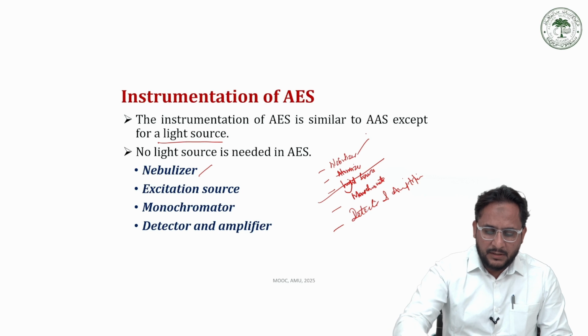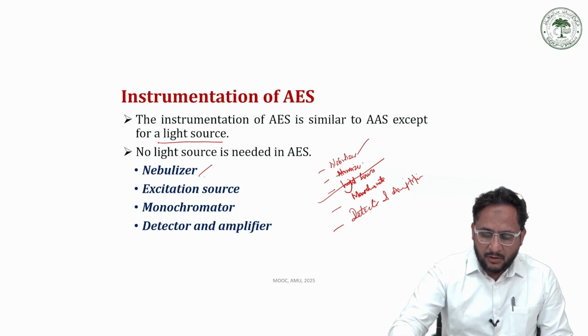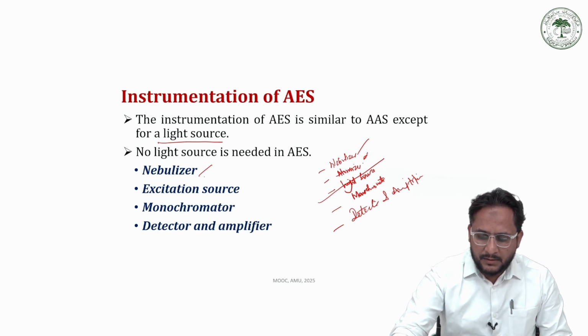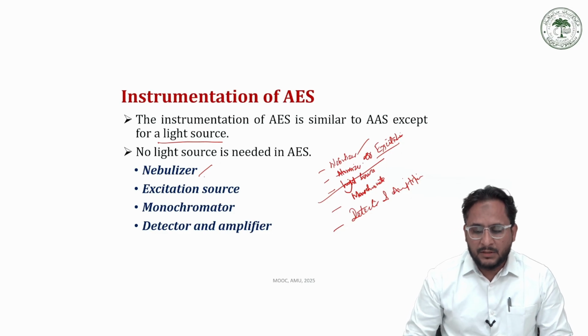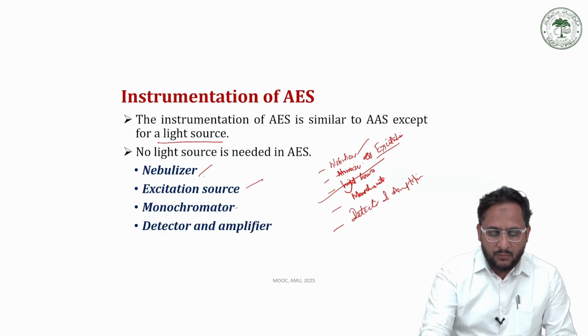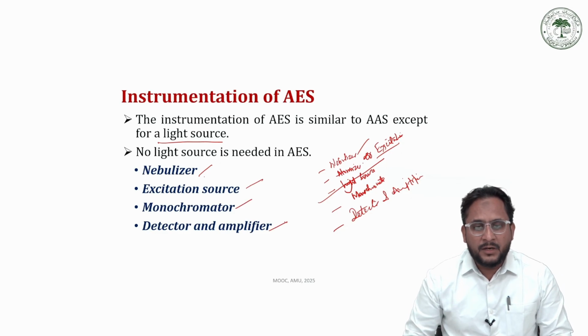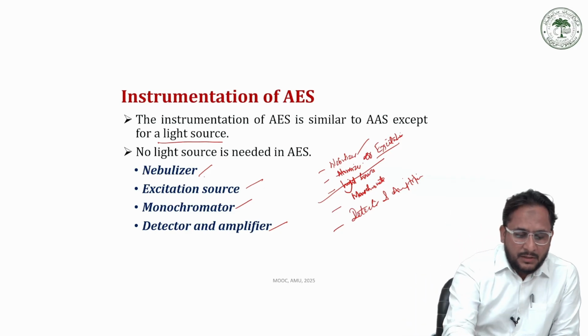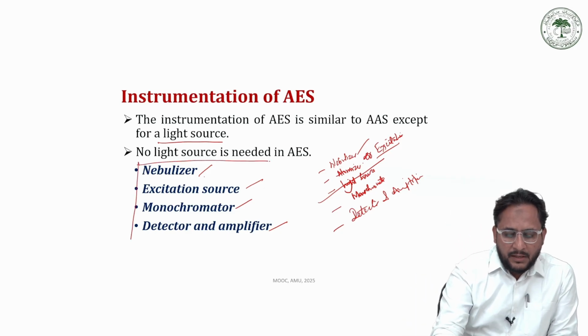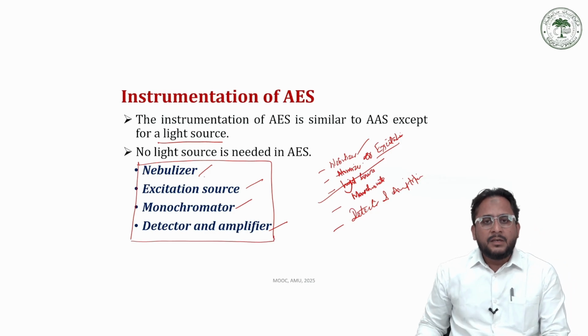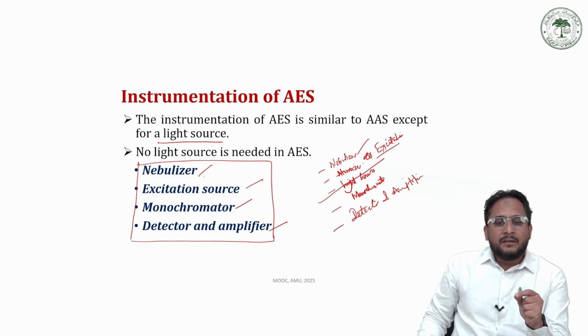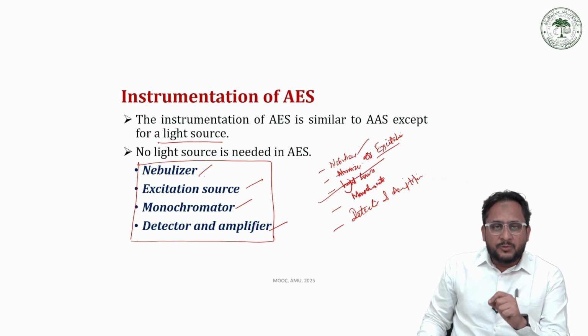We only have a nebulizer over here, we have an atomizer, which is also called the excitation source because it is also exciting the sample by promoting electrons. We have a monochromator, followed by a detector and amplifier. So in terms of components, it has no light source, so one component is less as compared to atomic absorption spectroscopy.